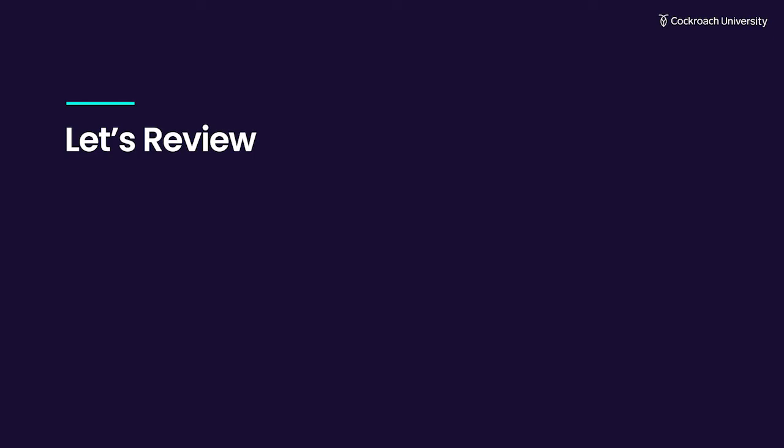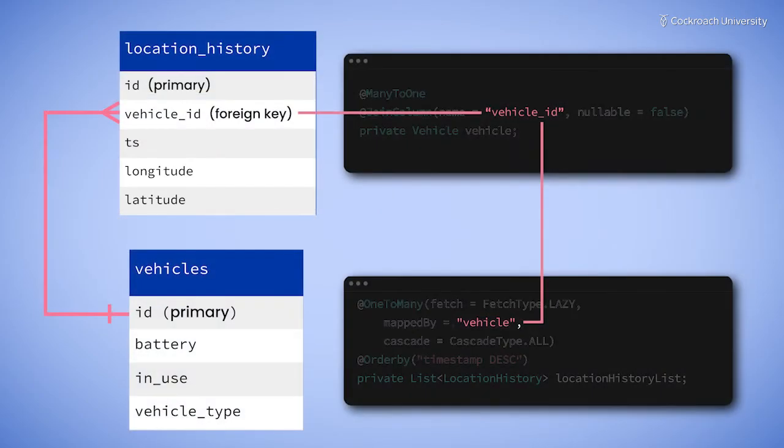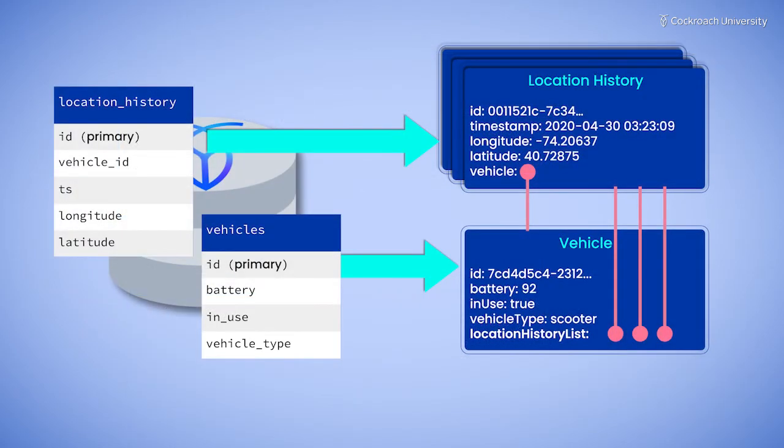Let's review. In relational database systems like CockroachDB, you can define relationships between tables. Spring Data JPA lets you model those relationships with entity objects, using property annotations to implement different types of relationships. Whenever you query the database, the correct entities to represent the relationships are created automatically. Hopefully, this lesson will help you get started defining entity relationships.